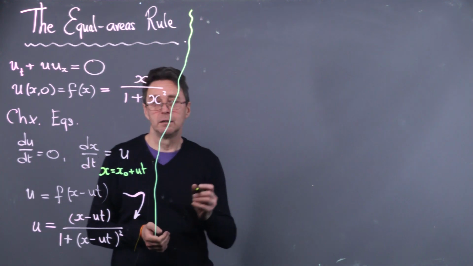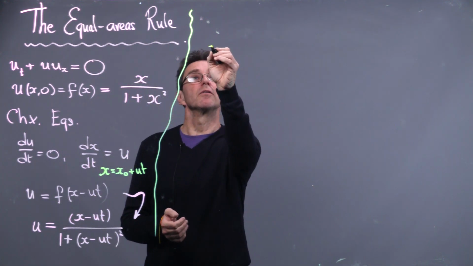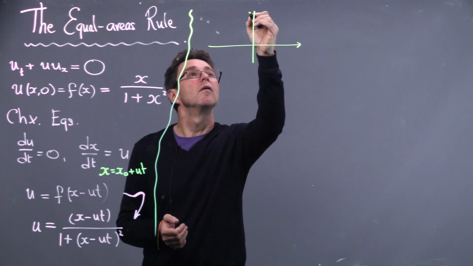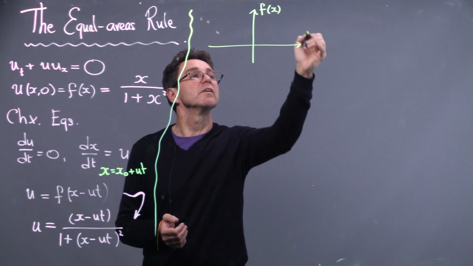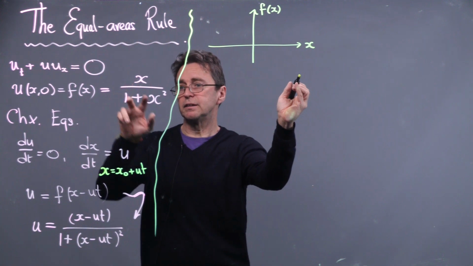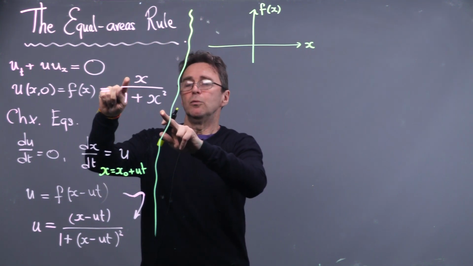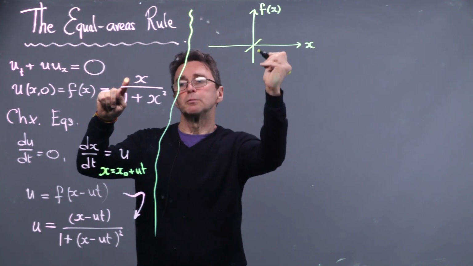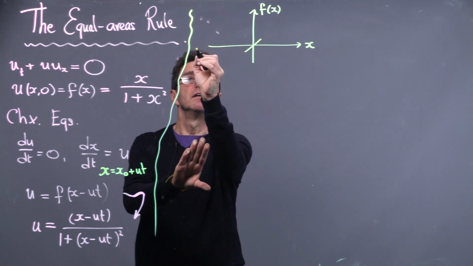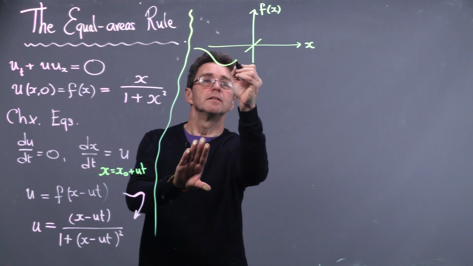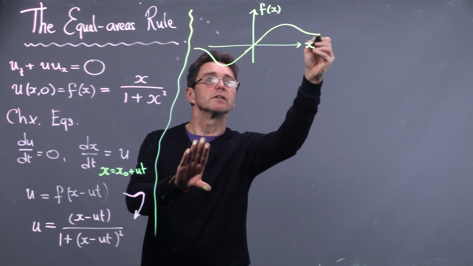And if I look at my initial condition here, right, so this is f of x against x. It's x divided by that. When x gets big, this goes to 0. When x is small, it's basically x. So the initial condition looks something like that.